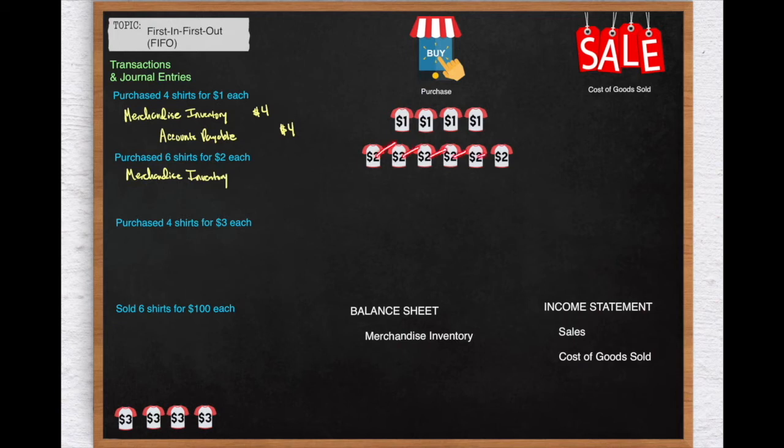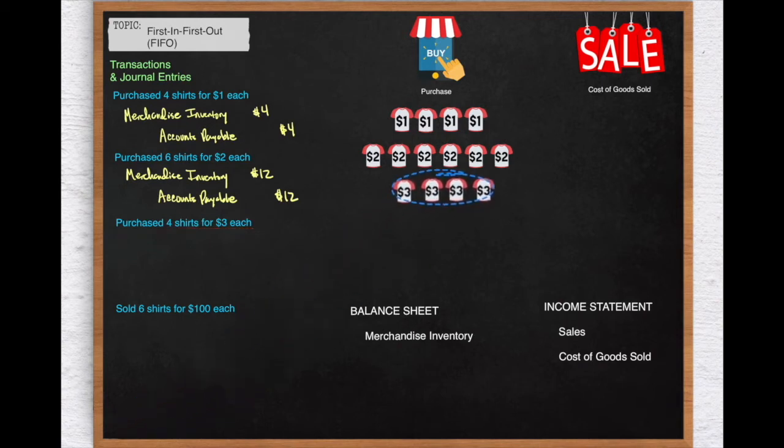2, 4, 6, 8, 10, 12. So we're going to record it at cost on the balance sheet. So merchandise inventory on the balance sheet is $12. Accounts payable, let's assume it's on account, is also $12. I mean, if you asked what was on the balance sheet right now, it'd be merchandise inventory at $16.